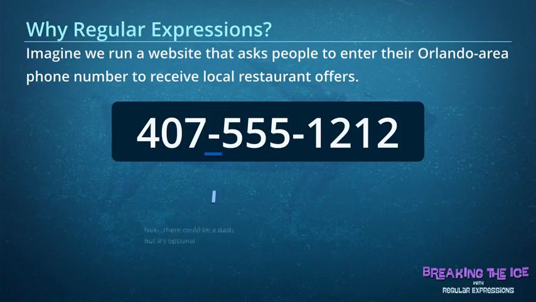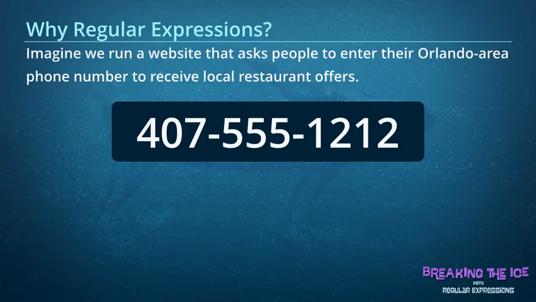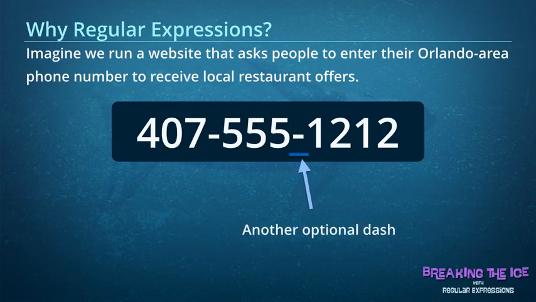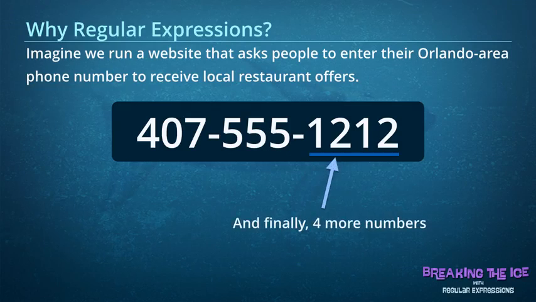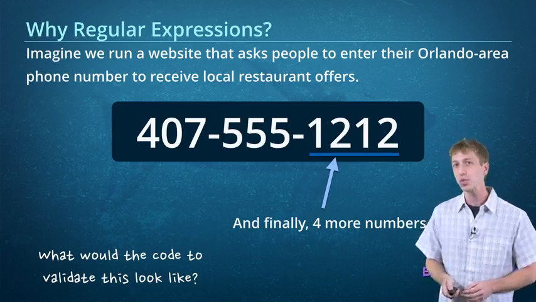Next, the character should be a dash. However, this dash is optional and it doesn't necessarily have to be there. This is then followed by 3 more single-digit numbers. We then have 1 more of those optional dashes, and finally we end with 4 more single-digit numbers. So what would some code look like to help validate these rules?